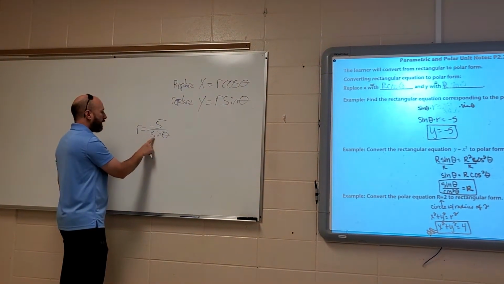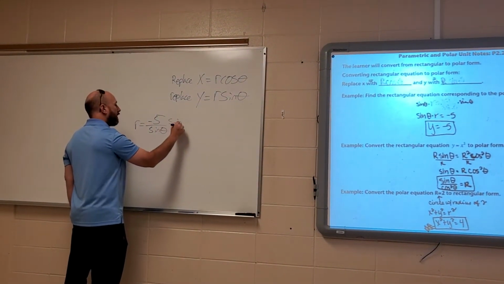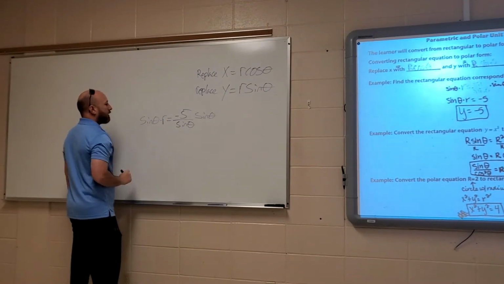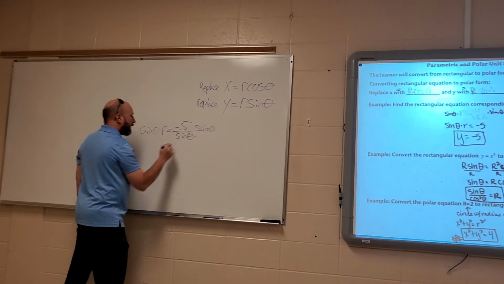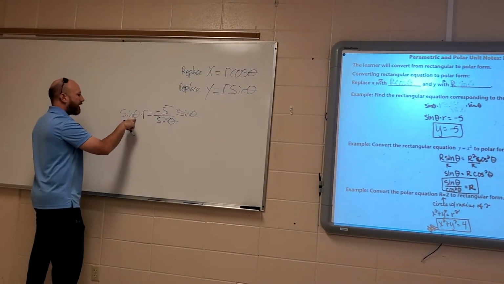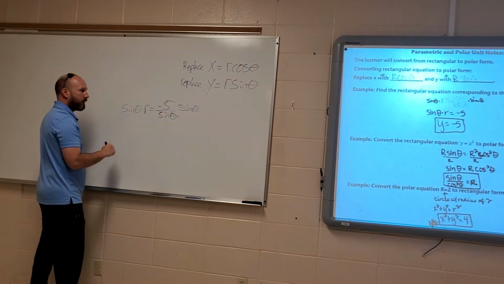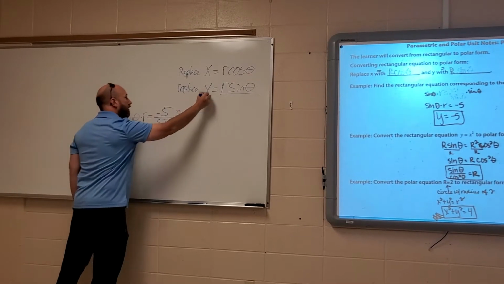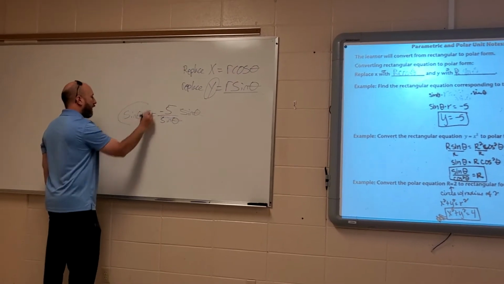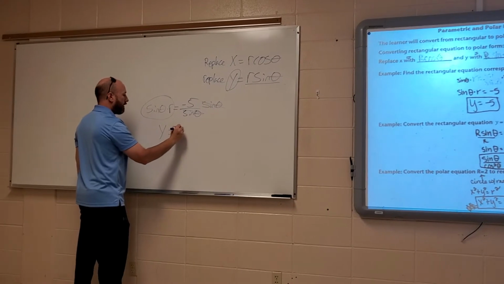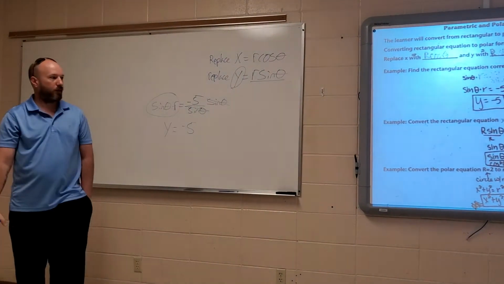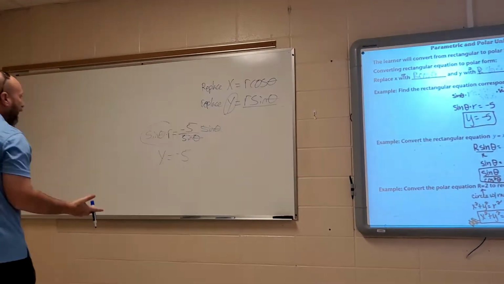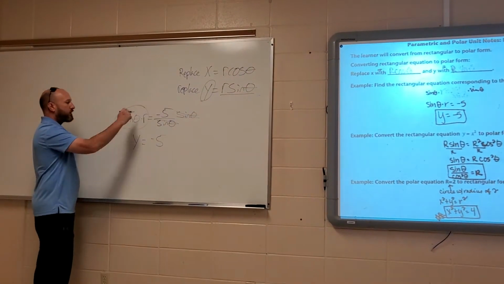We don't have an r sine theta though, but if we just multiply both sides of the equation by sine theta, these will cancel, and now I have r sine theta equals -5. And so now I can replace this r sine theta with y. So this whole thing becomes y equals -5. And we're done. Okay? So not too bad. Alright? You just have to see what you want to do.